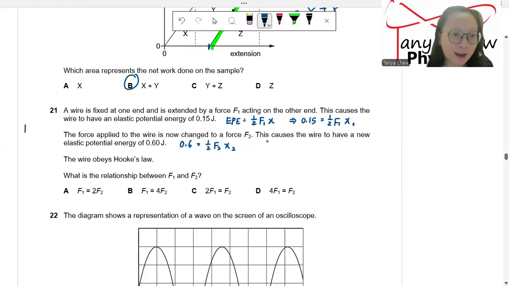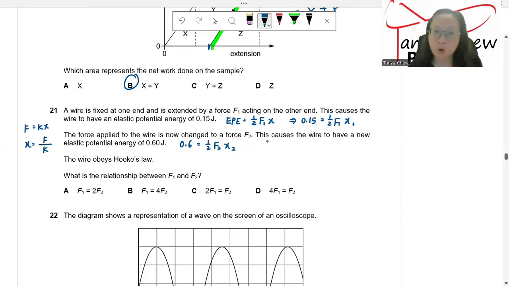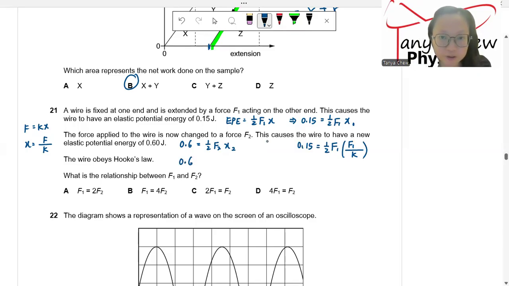But from Hooke's law, F equals Kx. Now, because I want to relate the two F's, that is why I'm going to replace my X. X is equal to F over K. A wire will have the same K because it is the same wire. So for the first one, I have 0.15 is equal to half F1, X1 would be F1 over K. K will be the same. Now for the second condition, when the second force is applied, this is half F2, X2 would be F2 over K.